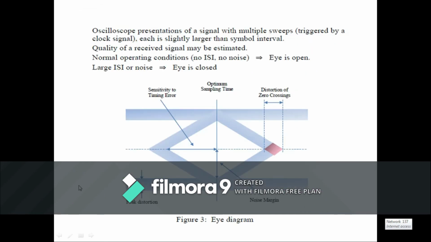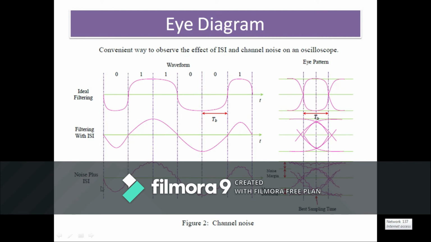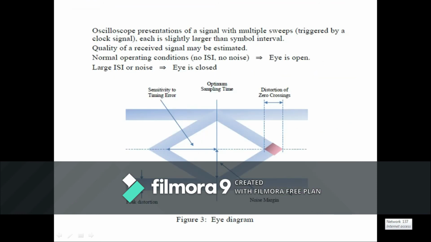Once the noise pulses completely impact the information bearing signal, it becomes noisy and we see a closed eye. Then this is called the noise margin, and here is the maximum distortion. The oscilloscope presentation of the signal has multiple sweeps triggered by the clock signal, each slightly larger than the symbol interval. Then the quality of the received signal may be estimated.